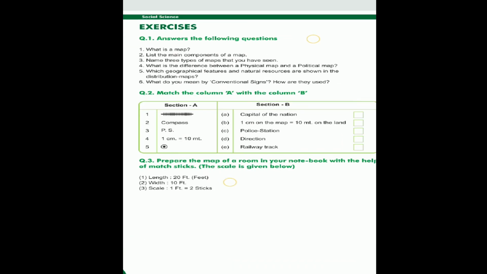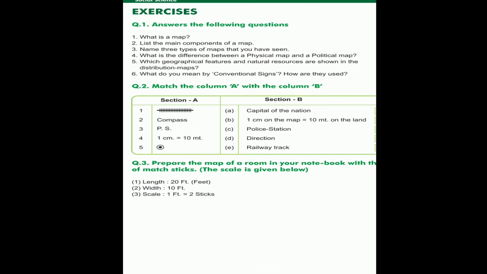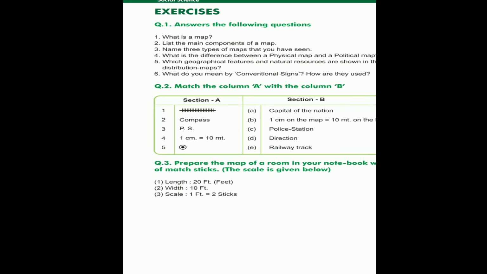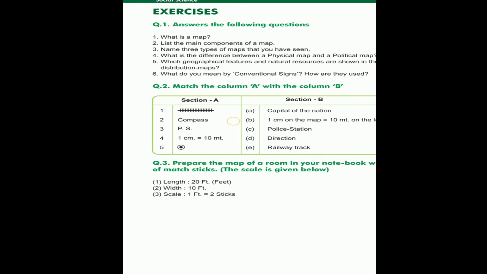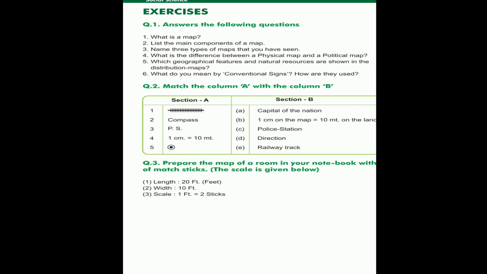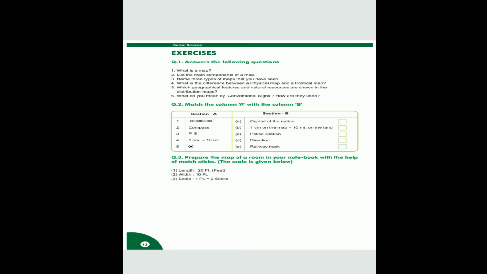So this chapter has been completed and you should always do some exercises. What is a map? A map is a collection of data in which we know very specific features like directions and locations. So, the main components of a map, we have already learned: direction, conventional signs, and scale.